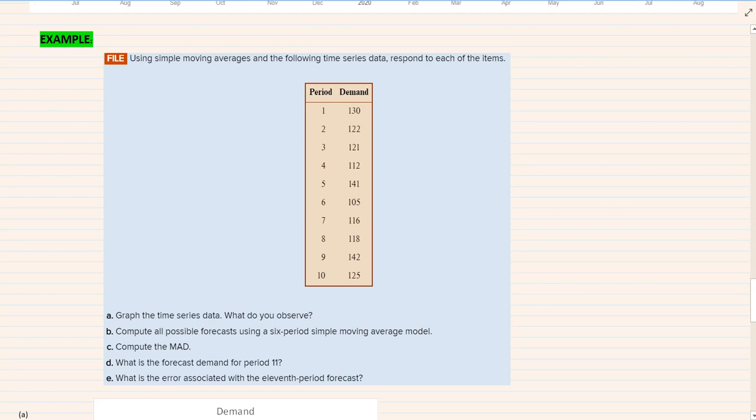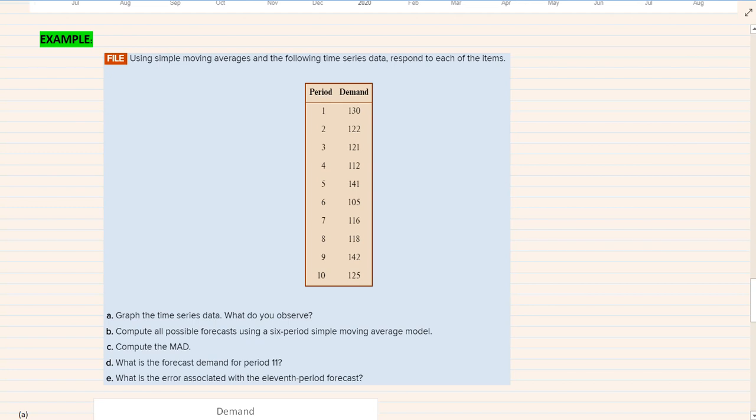In this example, you want to use simple moving averages and this time series data to answer these questions. So here's our period, 1 through 10. We don't know what these are. It could be quarterly, monthly, yearly, whatever they are. So we have period 1, 2, 3, 4 through 10. And then we have the demand numbers, 130, 122, 21, and so on. So our independent variable is period, and our dependent variable is demand, the units of demand, whatever these are.